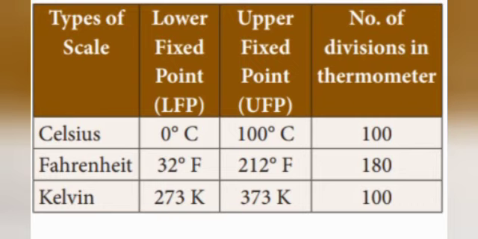First, Celsius: lower fixed point is 0 degrees Celsius, upper fixed point is 100 degrees Celsius and the number of divisions is 100. And Fahrenheit: 32 degrees Fahrenheit, 212 degrees Fahrenheit, and the number of divisions is 180. Finally Kelvin: lower fixed point is 273 Kelvin, upper fixed point is 373 Kelvin, and the number of divisions on the thermometer is 100.